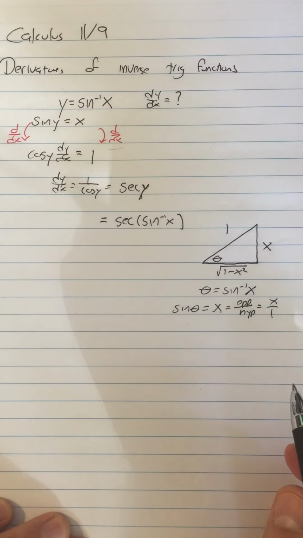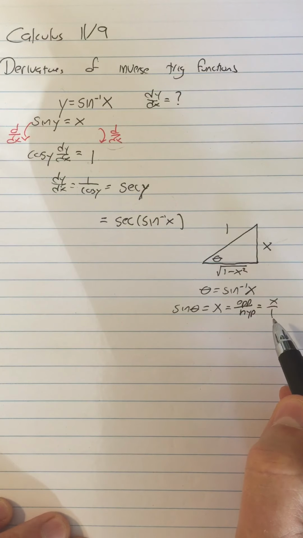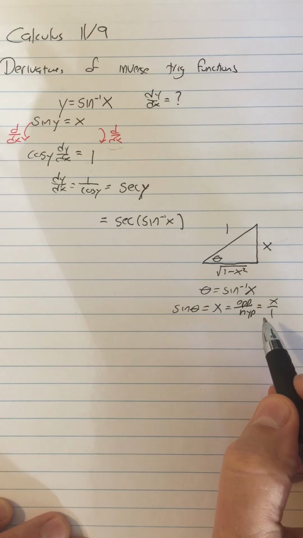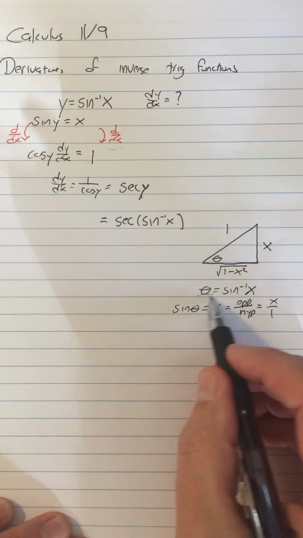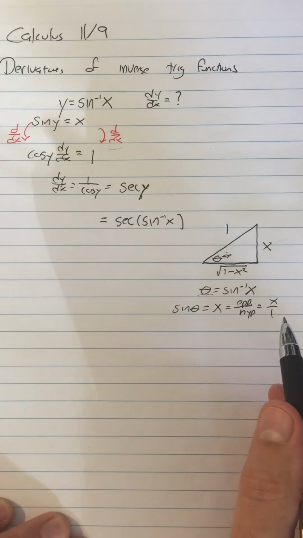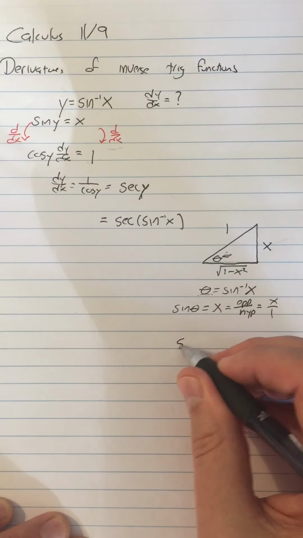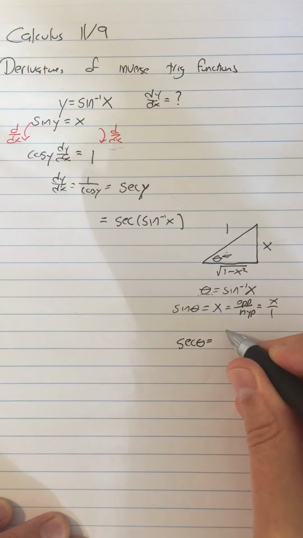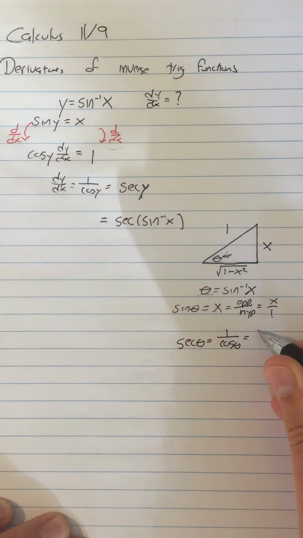The inverse sine of x is this angle theta that we have here. Okay, so now what we need to know is what is secant of theta. What is secant of theta? So all right, secant is 1 over cosine, and so it's going to be hypotenuse over adjacent.